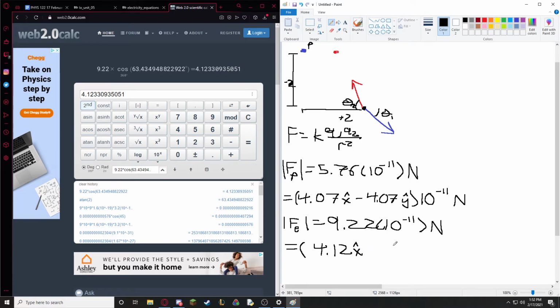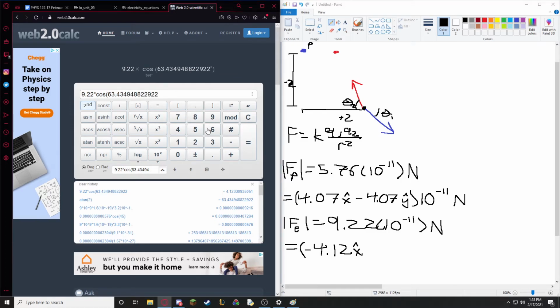And now, is that force going to be positive or negative 4.12? Is it in the positive x direction or the negative x direction? It would be the negative x direction. Yep, exactly. Up and to the left. Left is negative x. So negative 4.12 x hat.